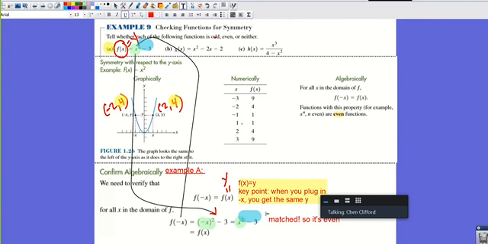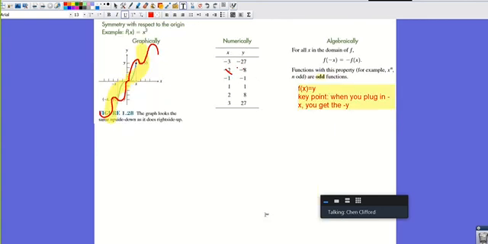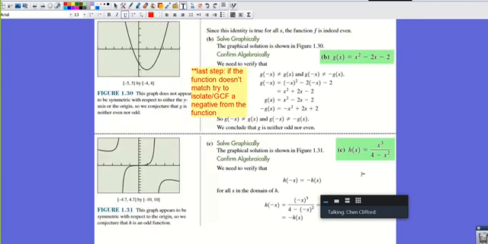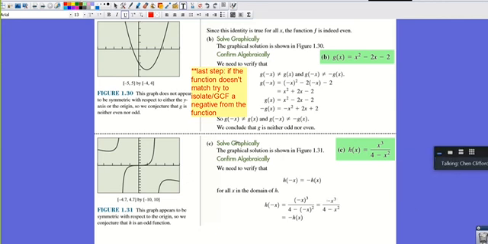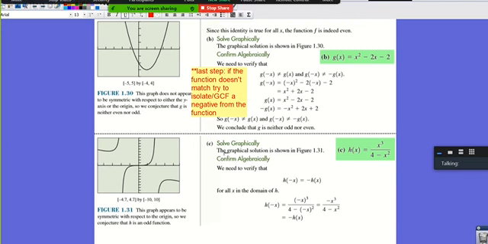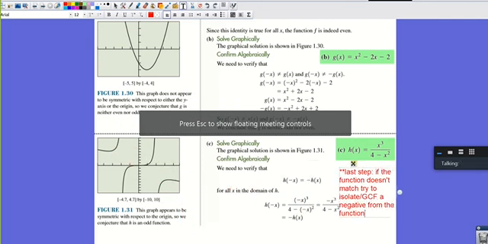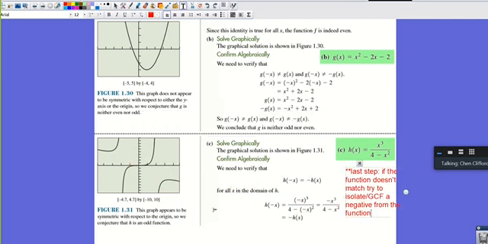Now let's go to an odd function here. Let's verify an odd function. So here's an example of an odd function. I'm on example C right now. So let's look at example C.